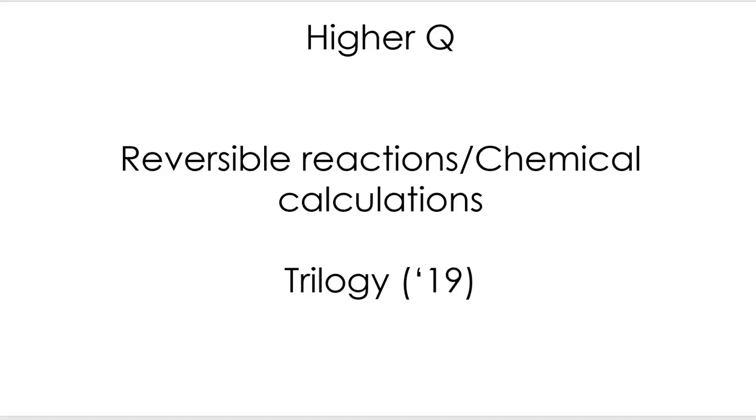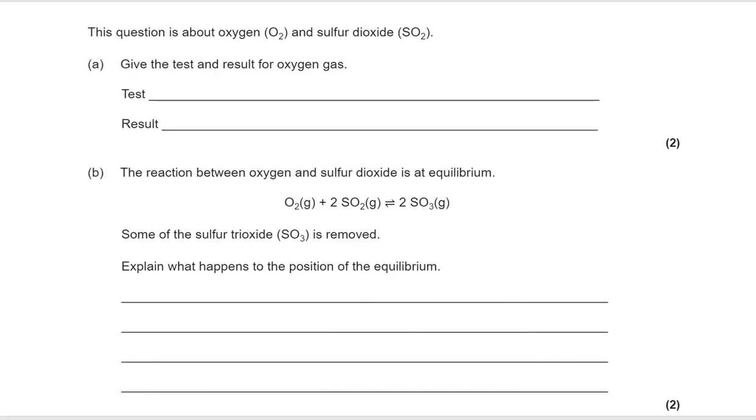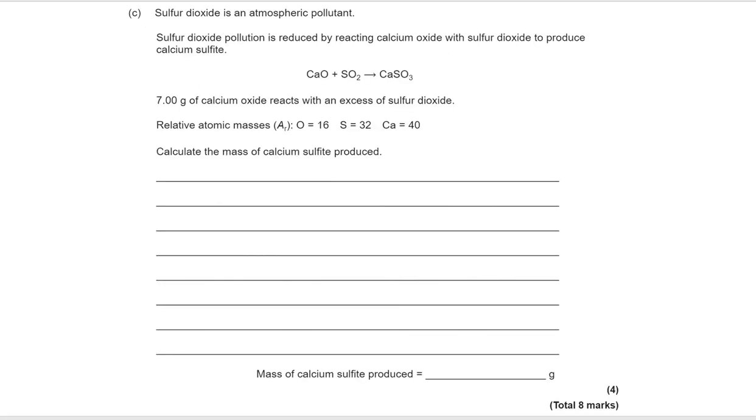This is an AQA GCSE chemistry question, and it is a Trilogy 2019 paper, higher tier question. Going to recommend you pause the question before we review. So, going to give you a chance to look at parts A and B, then part C, and that takes us actually to the end of the question, 4 marks in total.